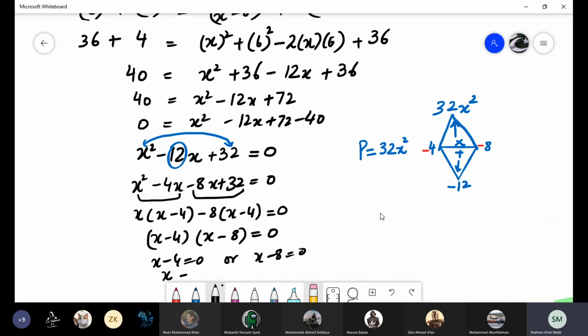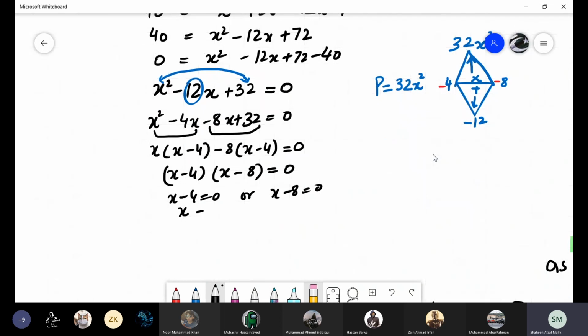So from here we get the value of x, that is 4, and from the next step x is equal to 4 from here, and from here x is equal to positive 8. These are the two x values you can find from here.